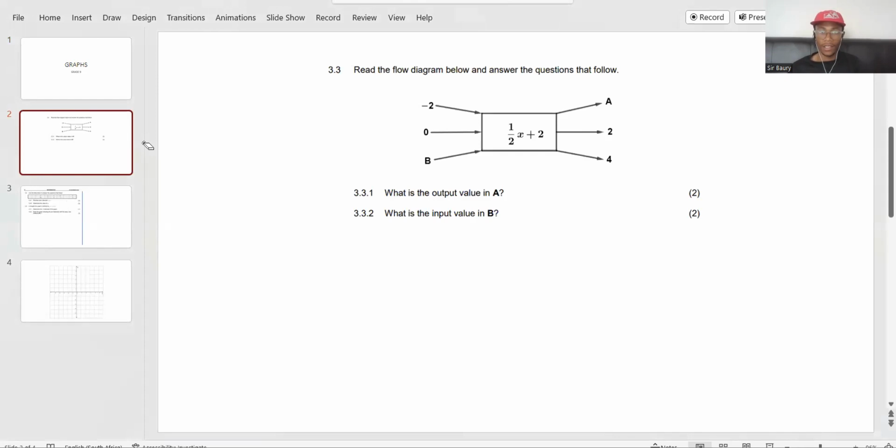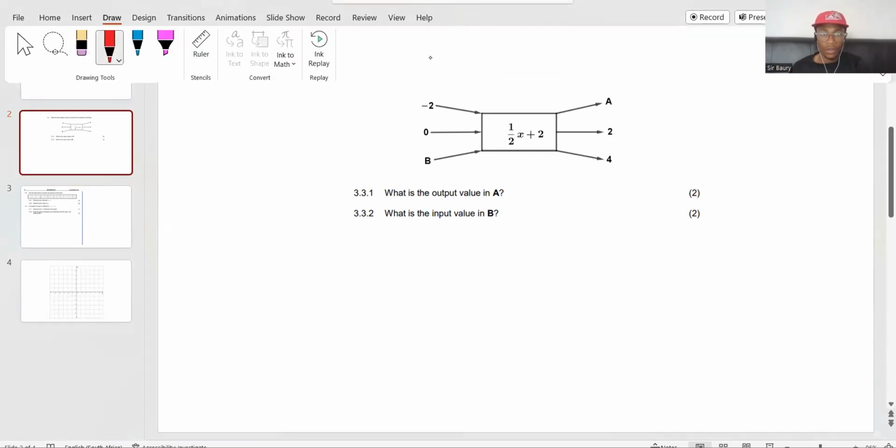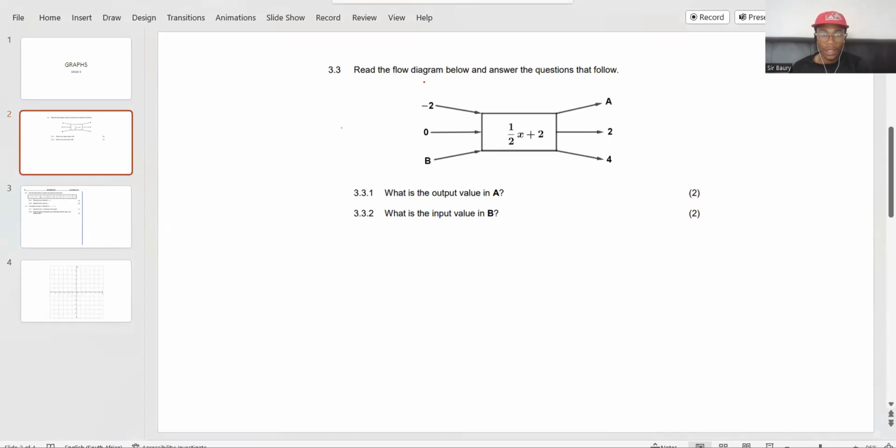So we'll look at this extraction from the Eastern Cape, this one. It was 3.3, right? So you are required to follow it. Read the flow diagram below and answer the questions.